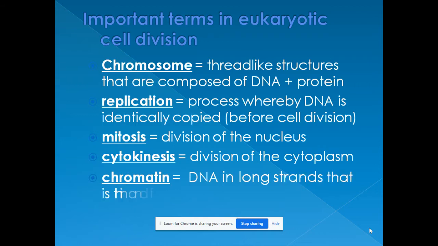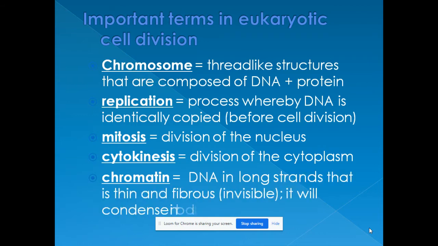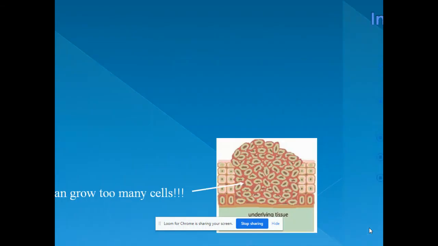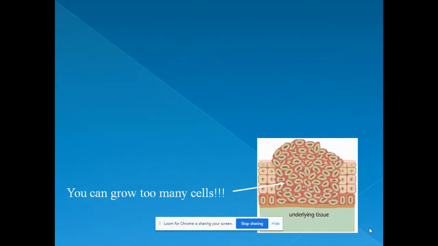And the last vocabulary here is chromatin. Chromatin is DNA in long strands that is thin and fibrous. It's invisible even under the microscope lens. It will condense into distinct chromosomes during cell division.